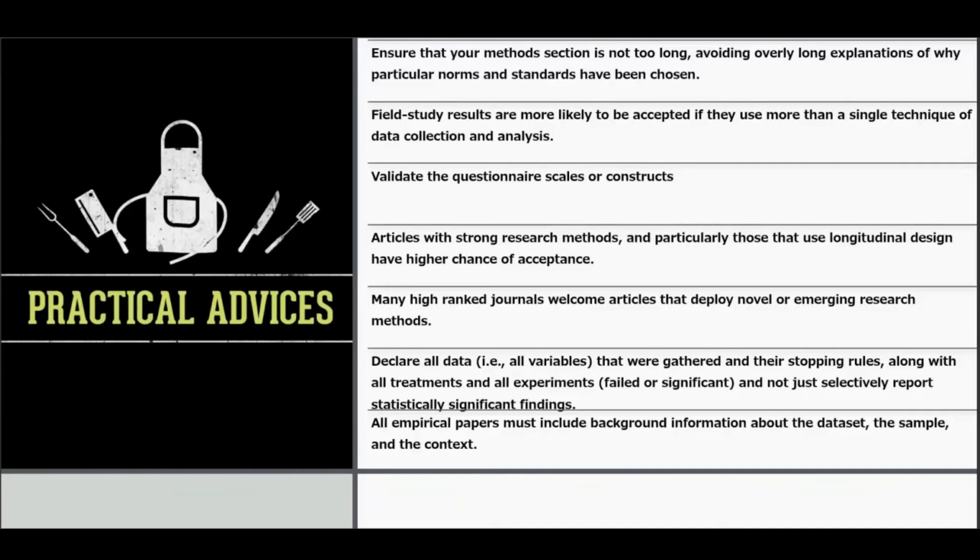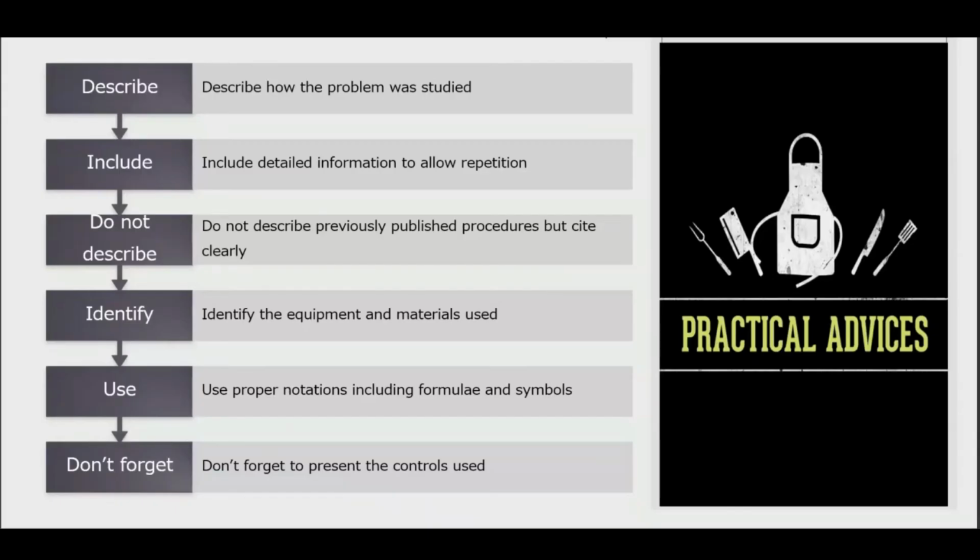And all empirical papers must include background information about the data set, the sample, and the context that you use. You need to describe how the problem was studied and, at the end, include detailed information to allow repetition of your study by others. Do not describe previously published procedures, but cite them.